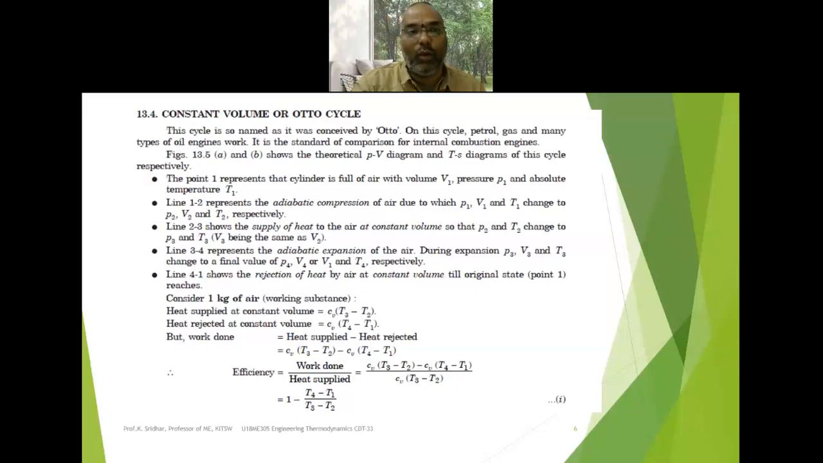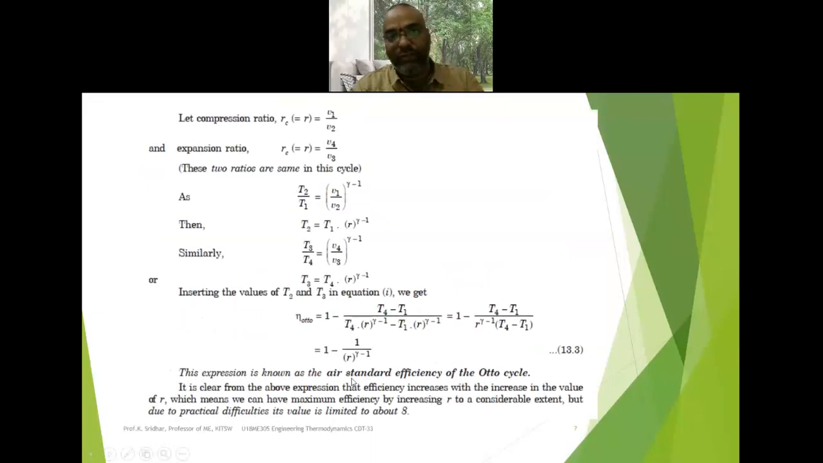Now the next intention is how can we determine the air standard efficiency of the Otto cycle. We know that efficiency is the work done divided by the heat supplied, and the work done is the heat supplied minus the heat rejected. Heat supplied and heat rejected both take place in a constant volume process. That's why here we have written CV, representing that the heat addition and heat rejection processes take place at constant volume. Substituting all these equations, we are able to derive the Otto cycle efficiency in terms of the compression ratio.